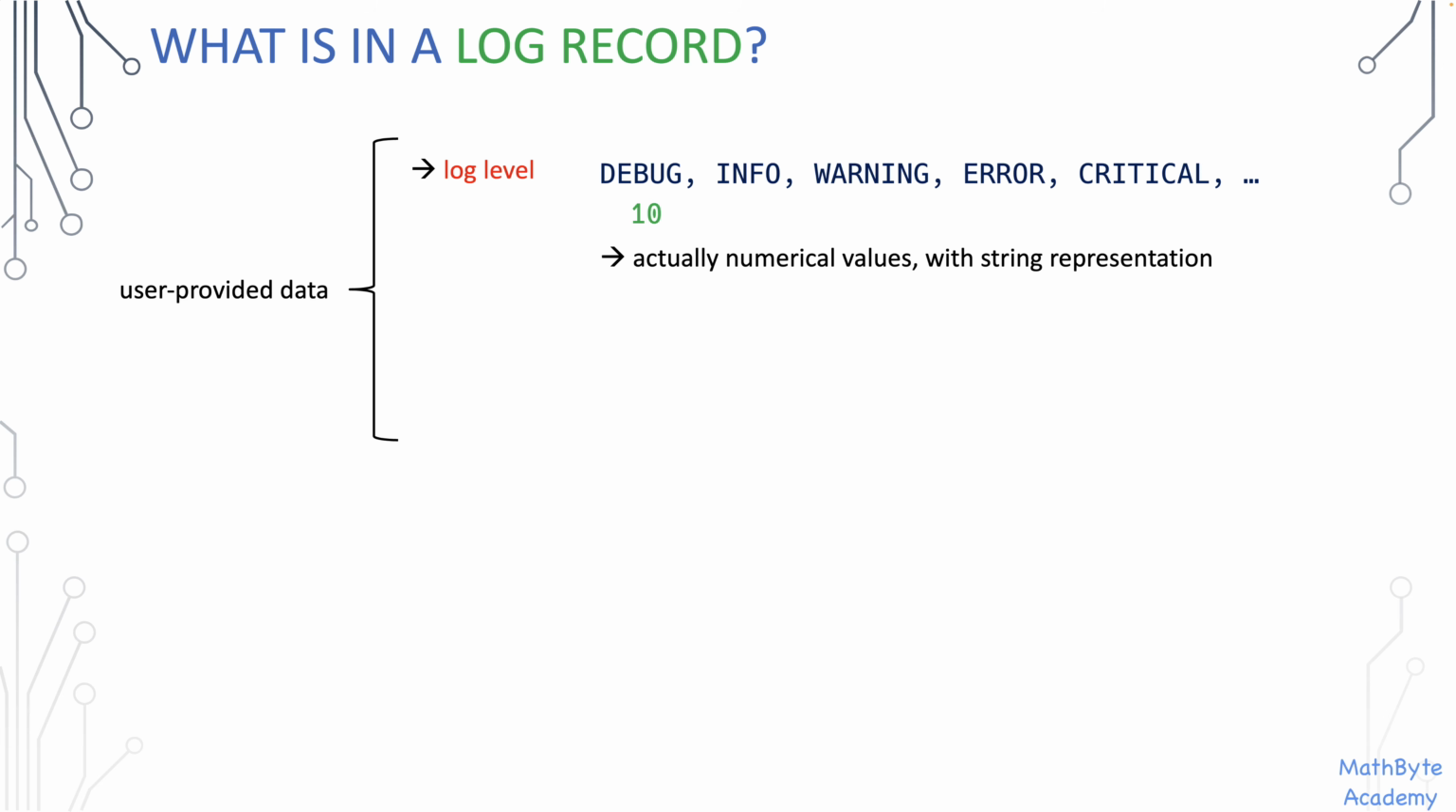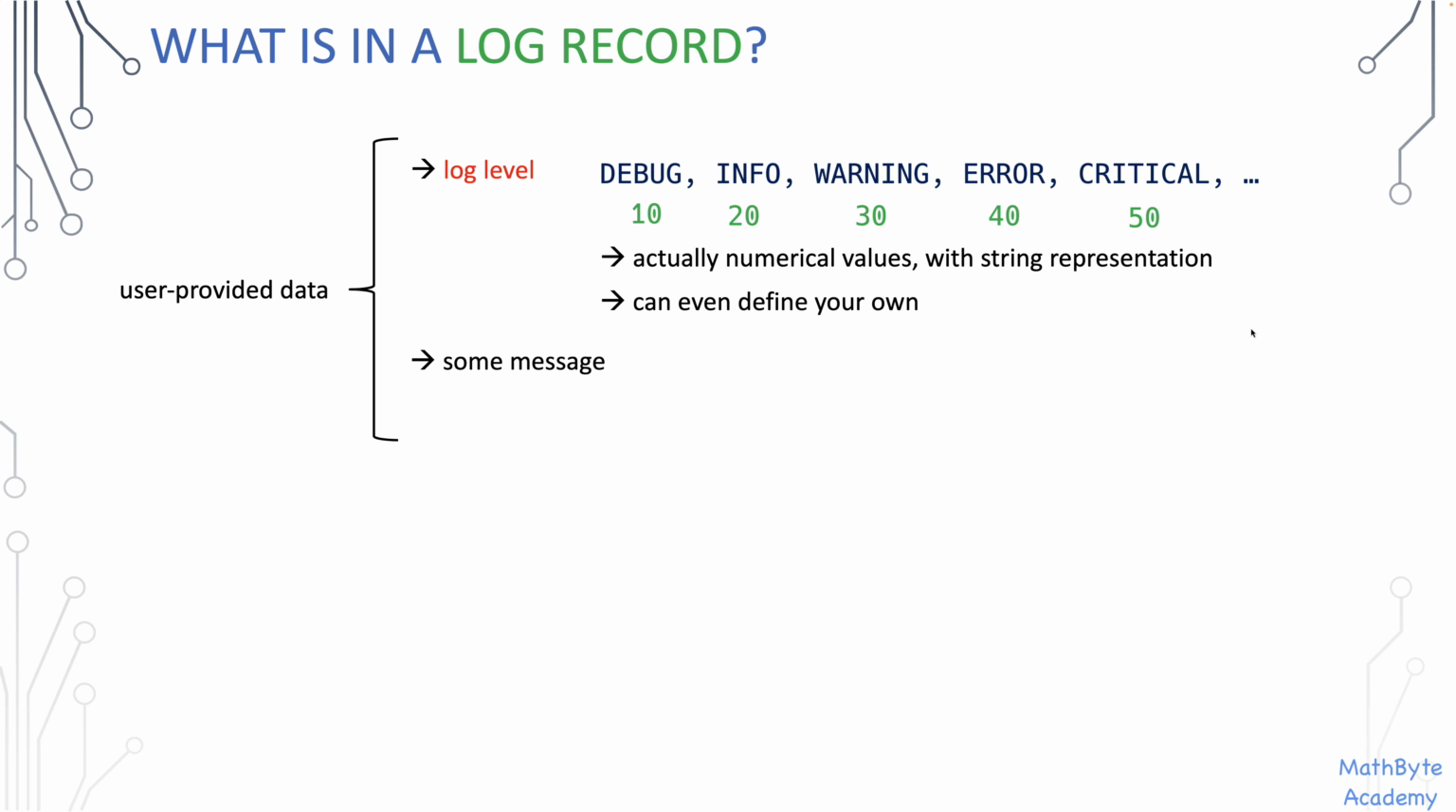So debug is a 10, info is a 20, warning is 30, 40, and 50. Notice how those numbers are increasing. Debug is the lowest, critical is the highest. You can, of course, add your own if you want to. You often don't need to do so, but if you do need it, it's available.